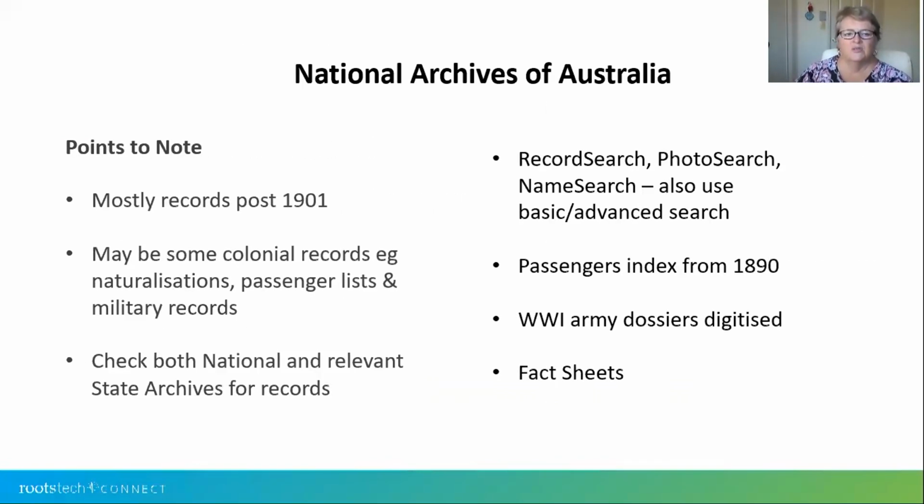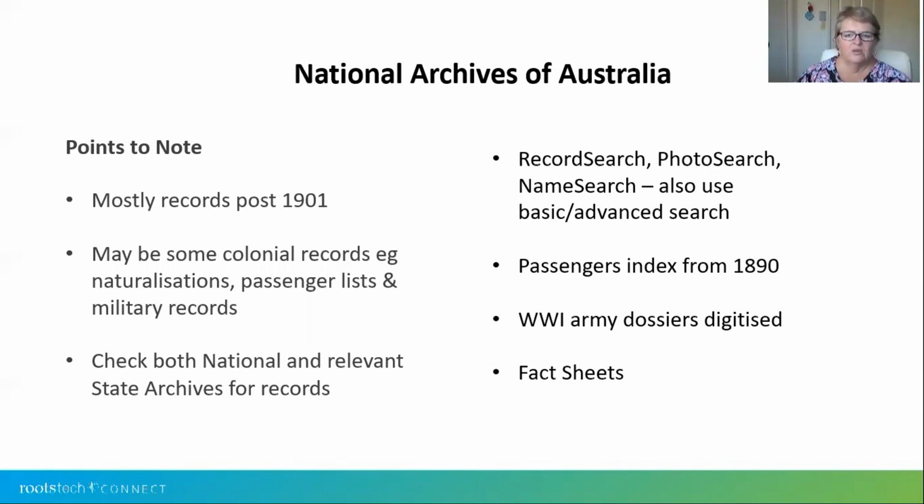The National Archives of Australia, most of the records are post 1901 when Federation occurred. However, there will be some colonial records, as I said, naturalisations, passenger lists, and military records. You do need to check both the National Archives and the relevant state archive for records in particular categories and time periods. Record Search is the name of their online catalogue.